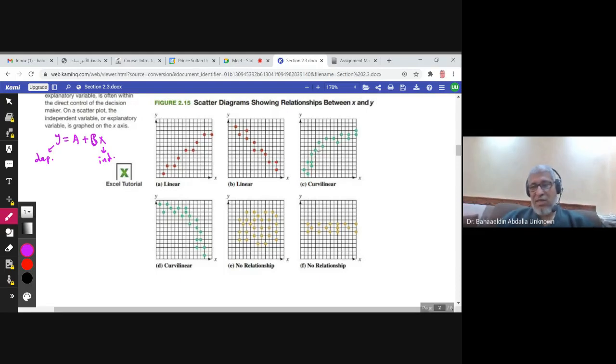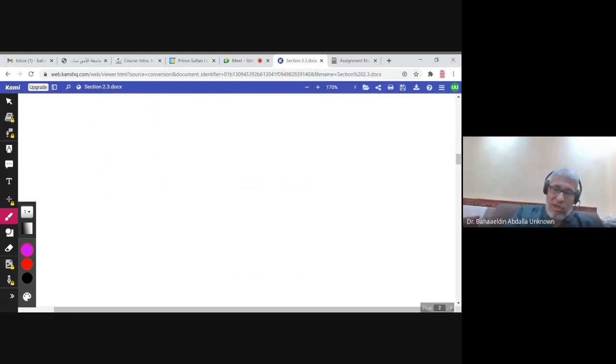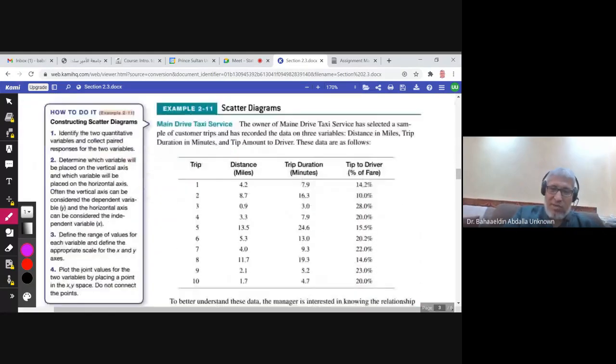If it is not linear, some kind of curve, either in C or in D, it is curvilinear. If it is scattered without any relation, we say no relationship. There is no linear relationship, increasing or decreasing, in E and F. At the end, he will ask you to interpret your answer, or what kind of relation there is. And usually, you have either a positive linear or a negative linear relationship. This is what we are concerned about.